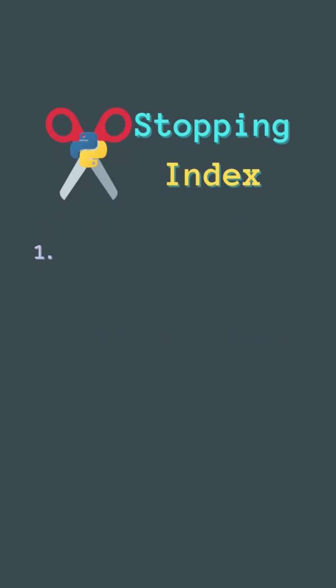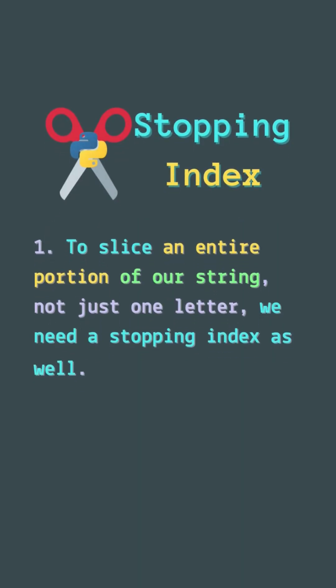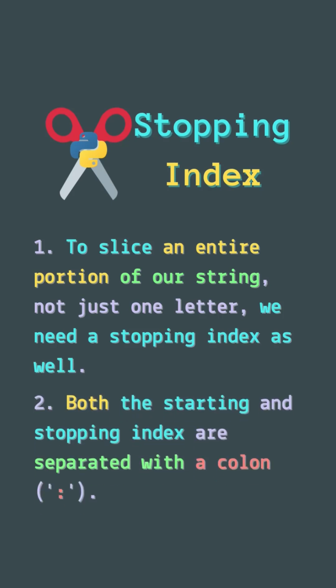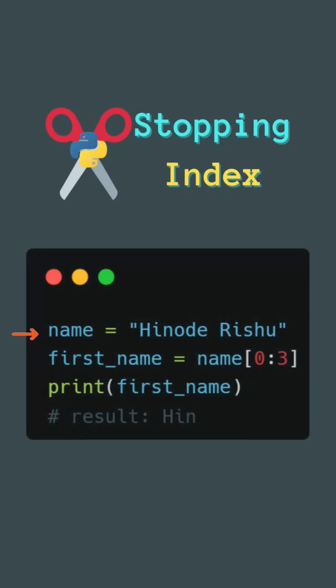Stopping index. To slice an entire portion of our string, not just one letter, we need a stopping index as well. Both the starting and stopping index are separated with a colon. For example, to slice the first 3 characters of our string, we can use the following code. Create a variable called name and assign it the string value Hinode Rishu. Then, create another variable called first_name and assign it the substring of name from the first character, index 0, up to, but not including, the 4th character, index 3. Finally, print the value of first_name, which should be the string Hin.